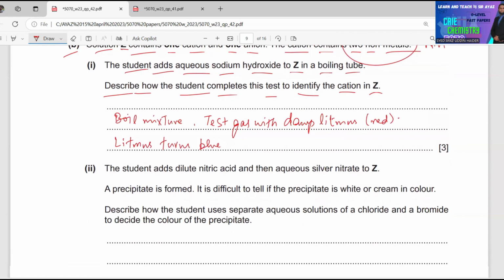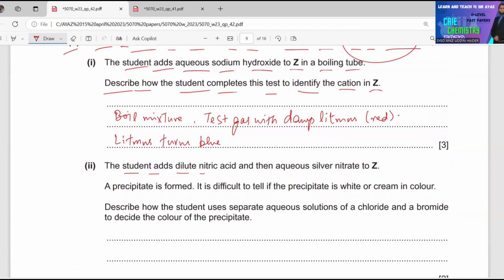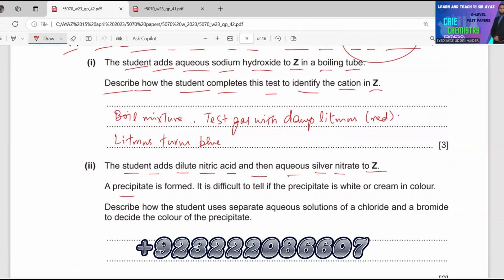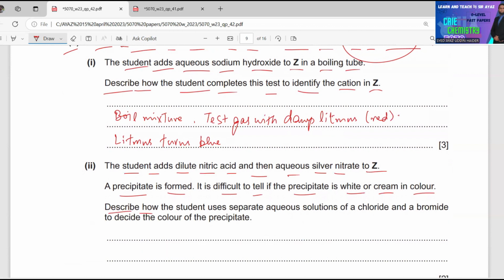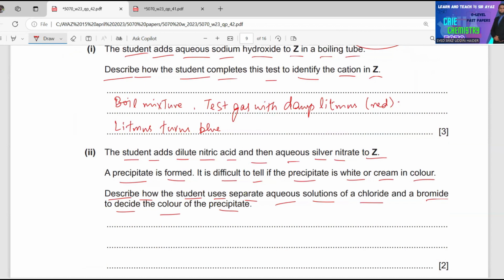Next part, the student adds dilute nitric acid and then aqueous silver nitrate to Z. A precipitate is formed. It is difficult to tell if the precipitate is white or cream in color. Describe how the student uses separate aqueous solutions of a chloride and a bromide to decide the color of the precipitate. Definitely, you have to test the separate solutions with silver nitrate and nitric acid and compare the result. That is the color of the precipitate.